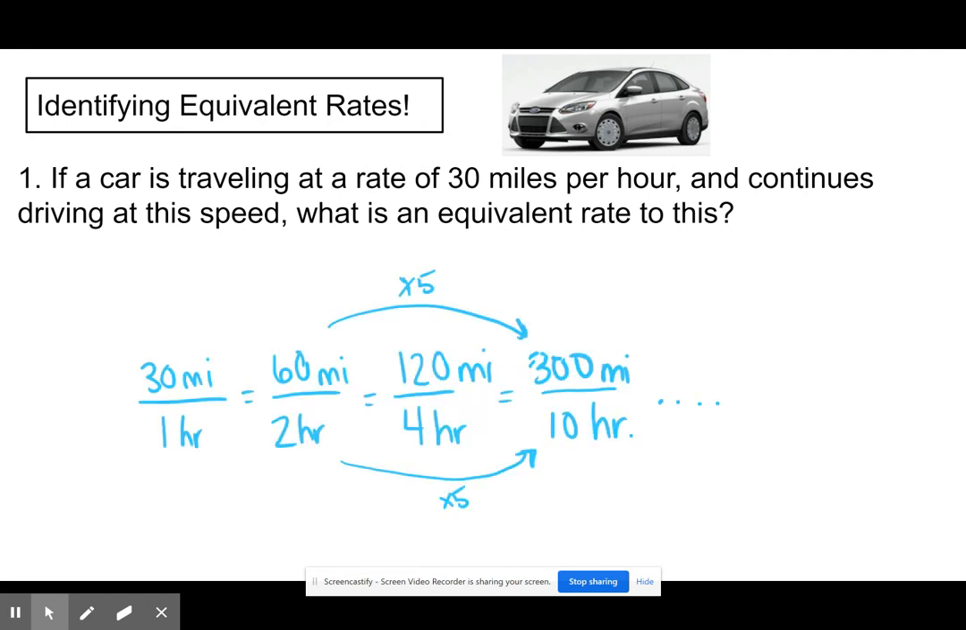So I took 30 miles for 1 hour and I doubled it and I got 60 miles in 2 hours. Okay, then I doubled that and I got 120 miles in 4 hours. I hope you're connecting this to the multiplication piece. Then I took that second one, I just multiplied both the miles and hours by 5, and I got another equivalent rate showing it can go 300 miles in 10 hours. Of course, that's assuming that it just keeps going, right, at a constant speed. And I could go on and on and on just by multiplying one of them by the same number as I multiply the other one by.